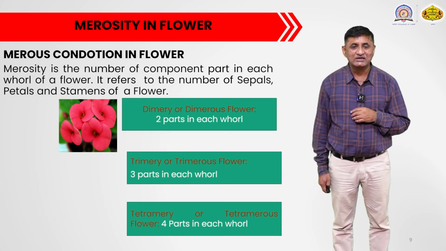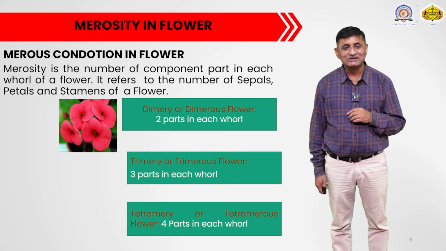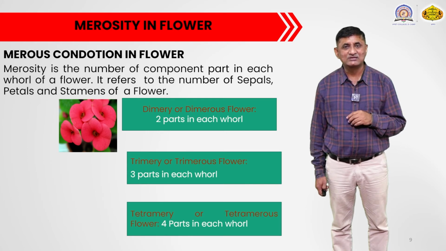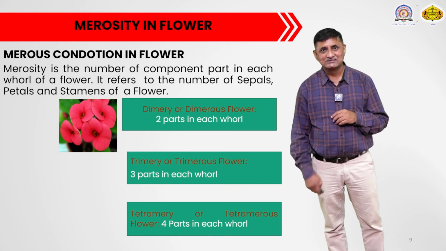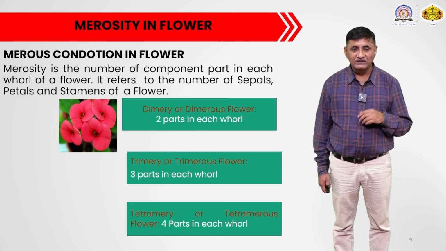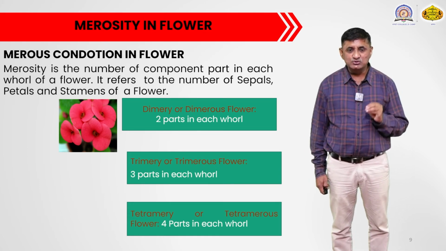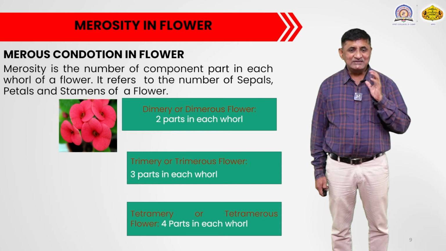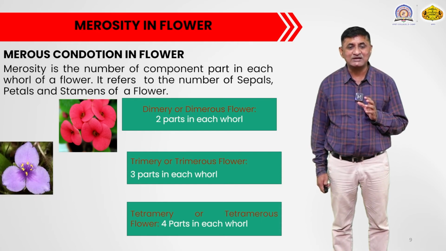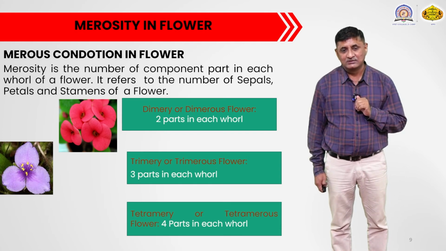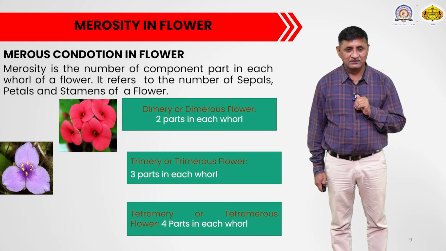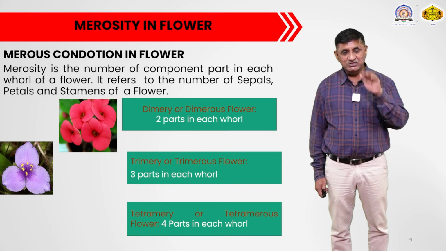You can see the image showing the 2 petals, and that is why the flower is an example of the dimerous kind of flower. If there are 3 parts in each whorl, that is called trimery, and such a flower is called a trimerous flower. So, you can see here there are 3 petals, and there are also 3 sepals.